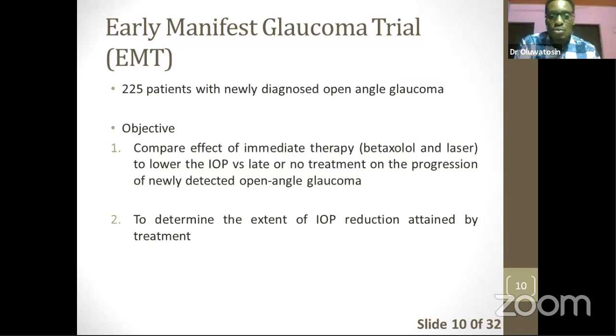That means that there were two groups. There was a group that was placed under treatment as soon as they were diagnosed, while the other group were not placed under treatment immediately. They were either not placed on treatment or their treatment was started late. Also, part of the objectives was to determine the extent of intraocular pressure reduction attained by the treatment.